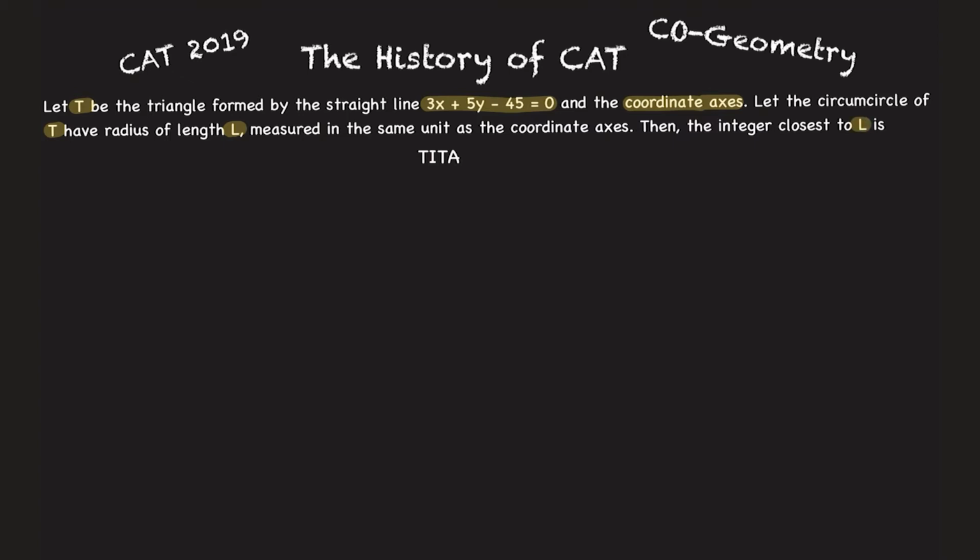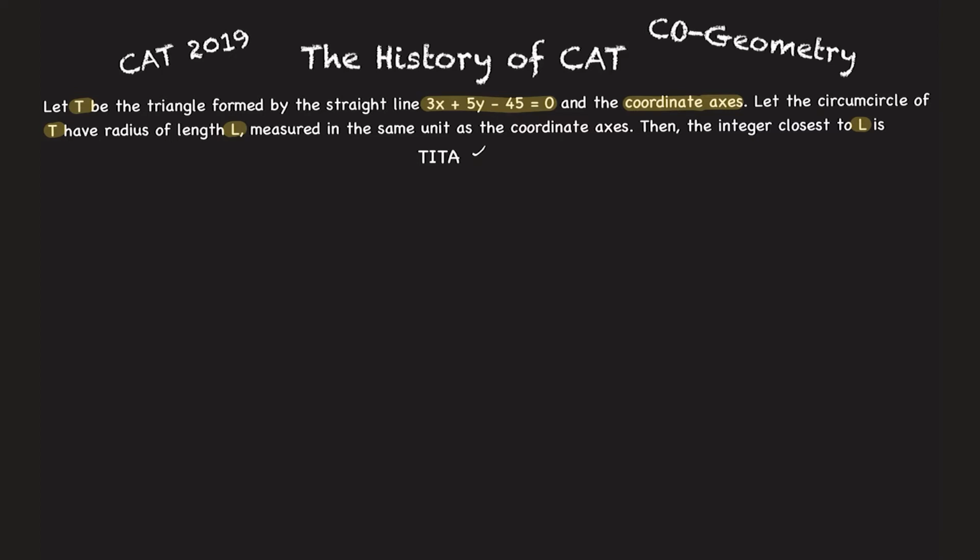So if you get an answer as 8.8, the closest integer is 9. If you get the answer as 9.8, the closest integer is 10. So I need the integer closest to your answer, and that will be my final answer. That's a TITA question, so no options are available for it.